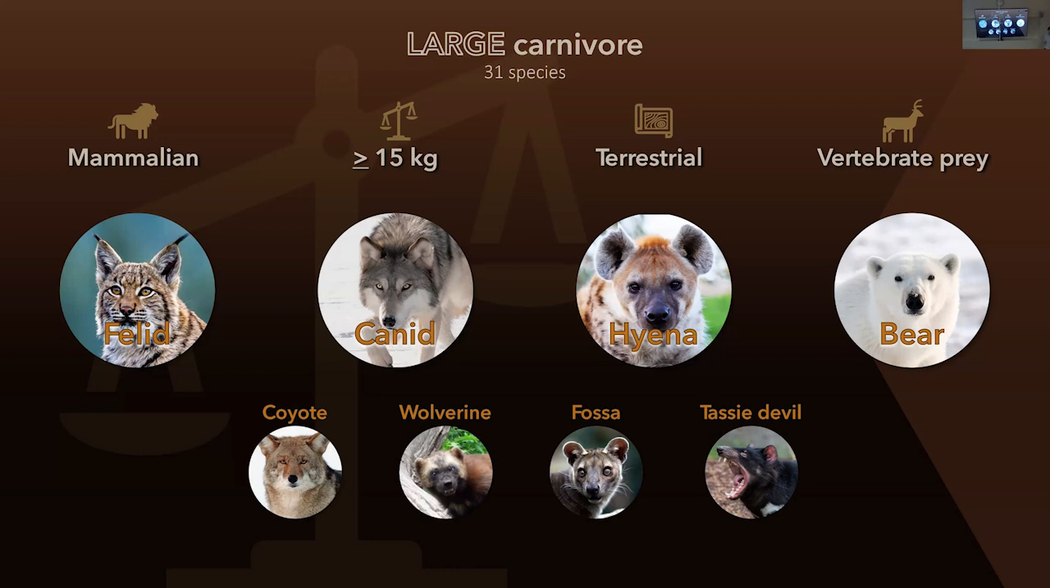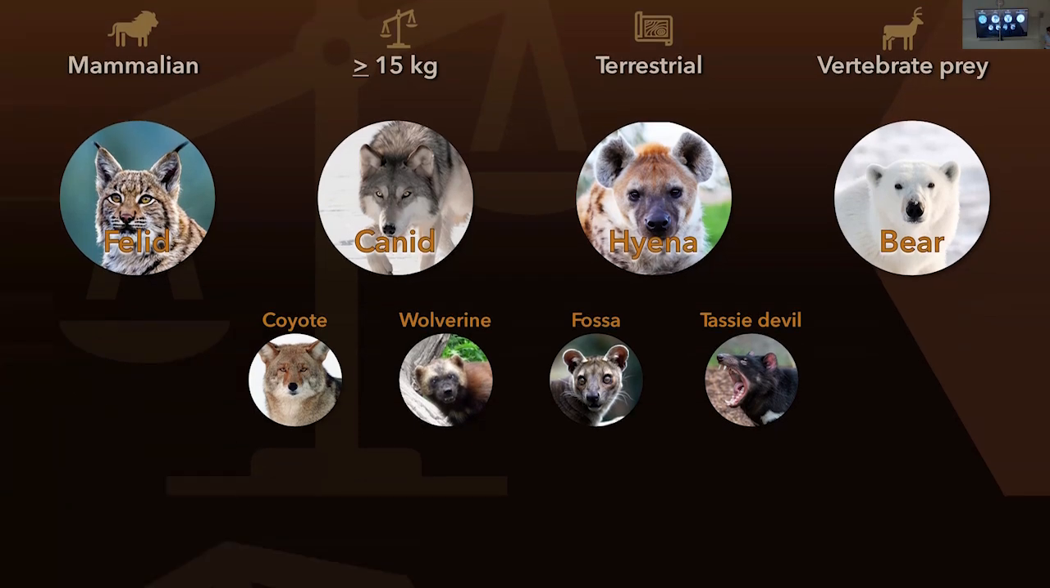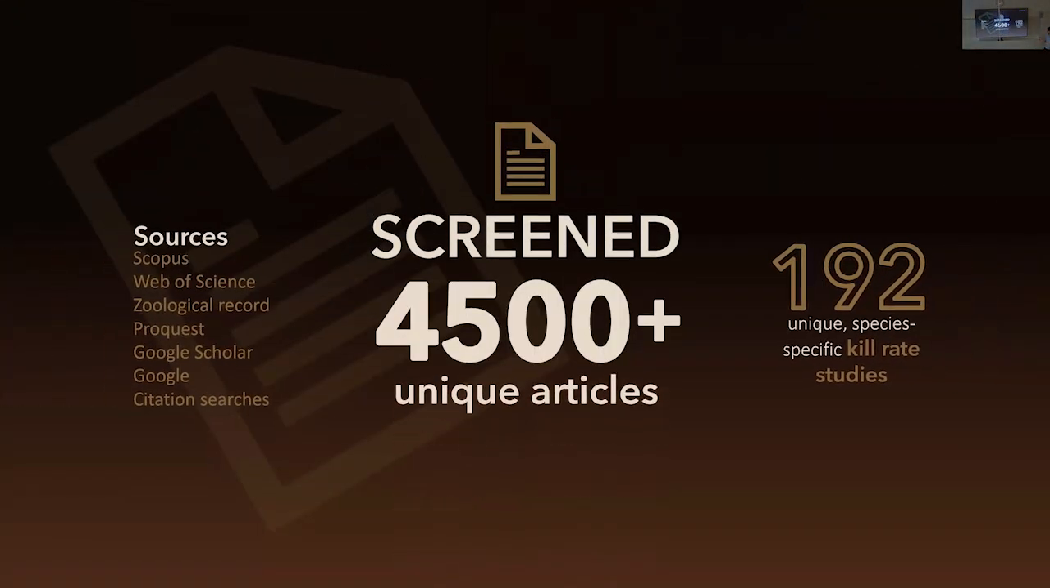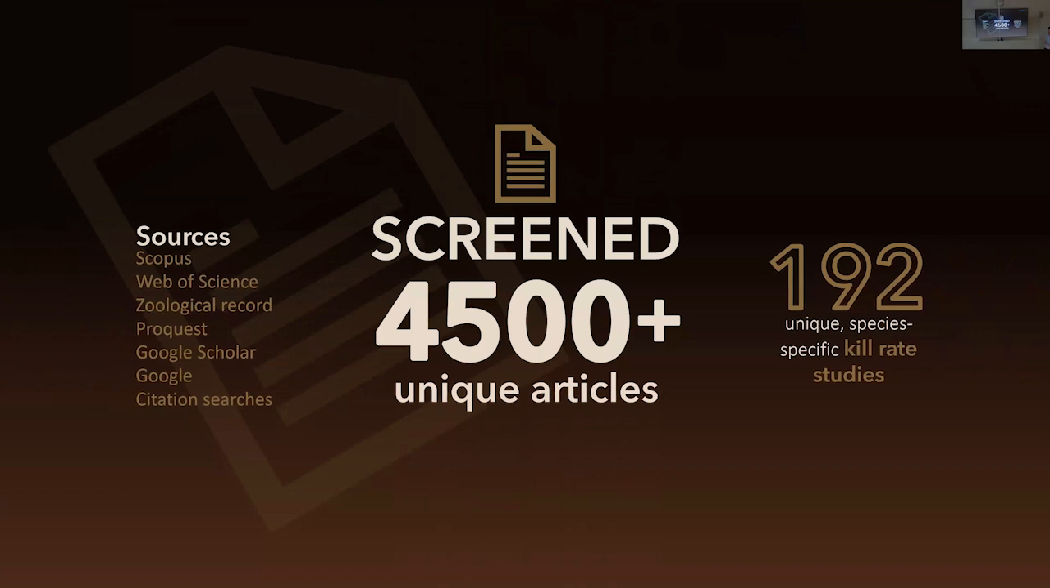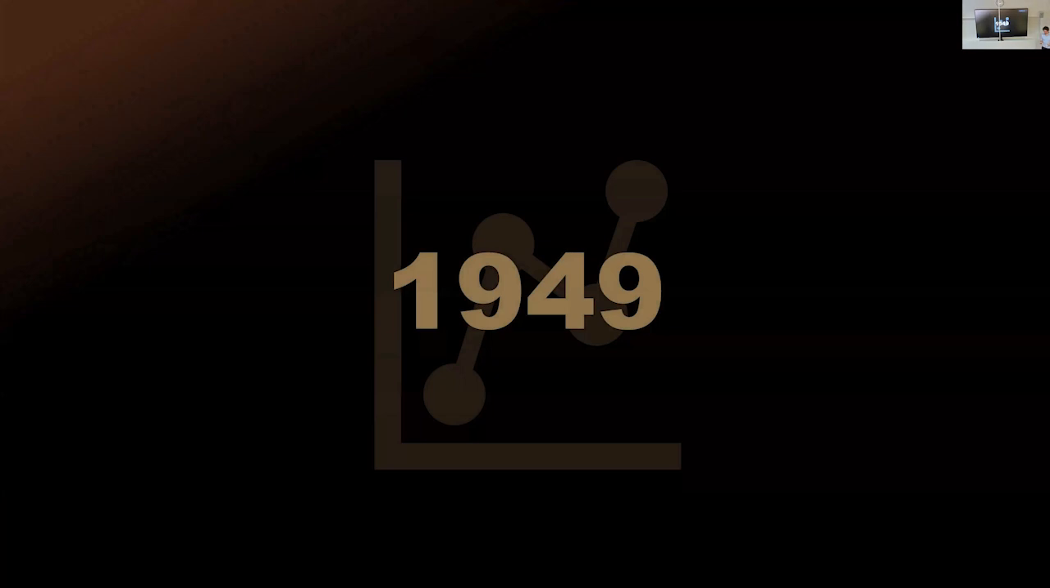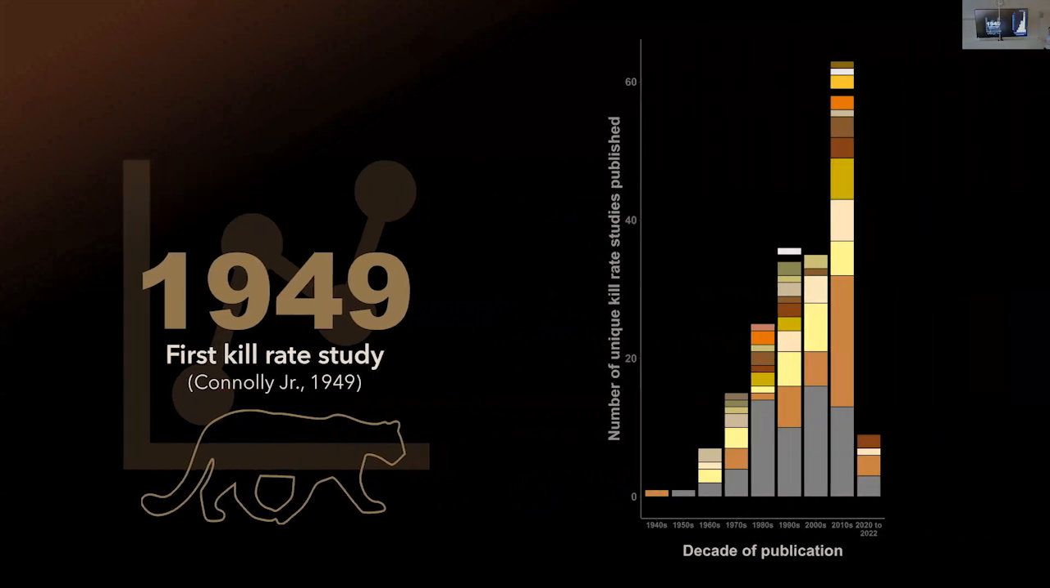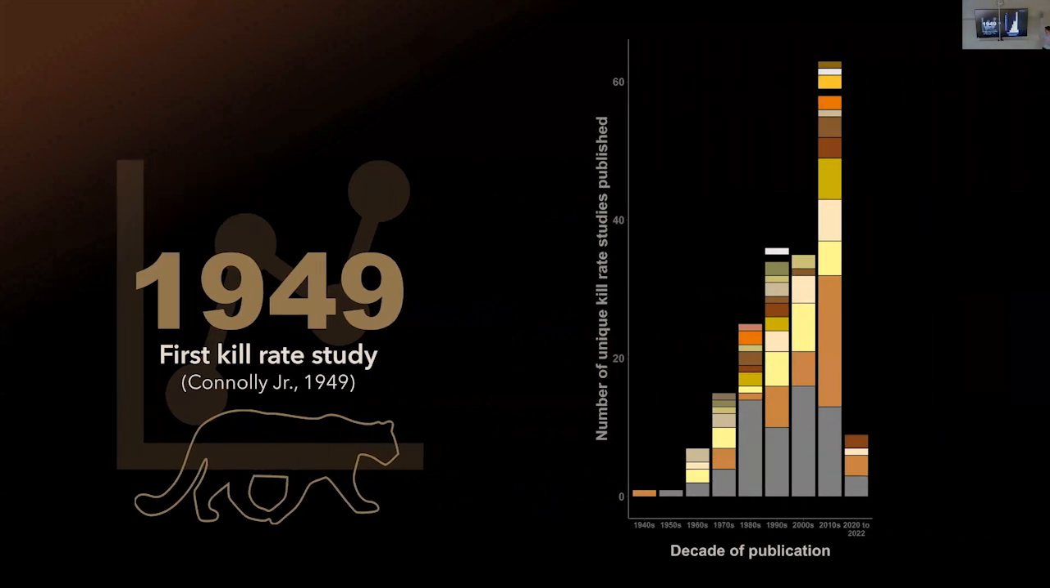So we had 31 species included in our searches. We screened over 4,500 articles from multiple sources and identified 192 unique species-specific kill rate studies. The first study was conducted in 1949 on mountain lions in Utah, but it wasn't until the 70s that kill rate studies started to pick up a little bit.